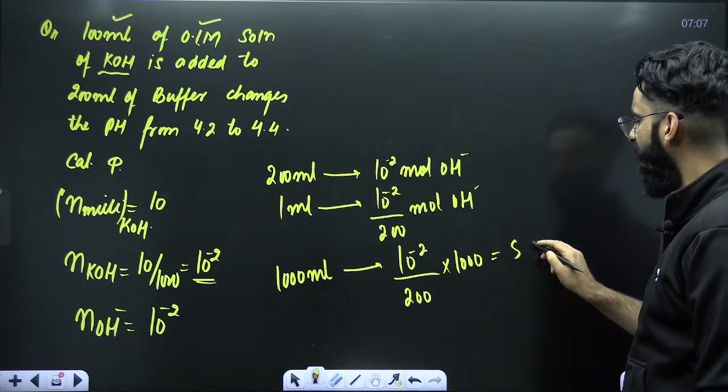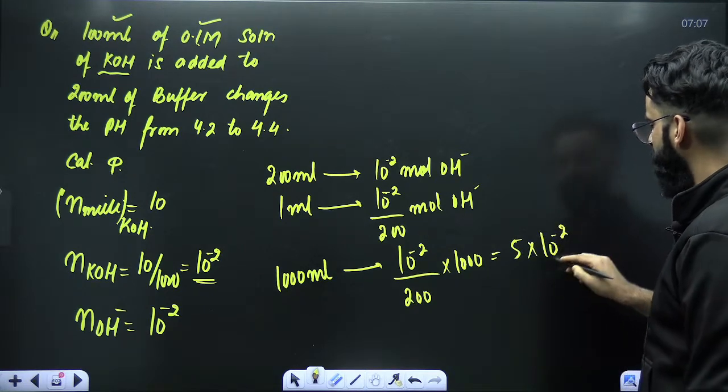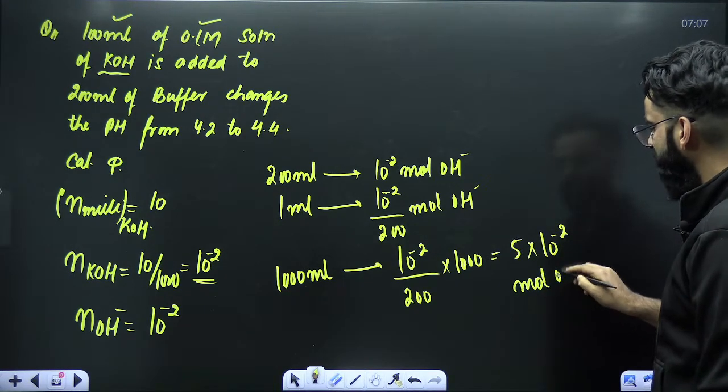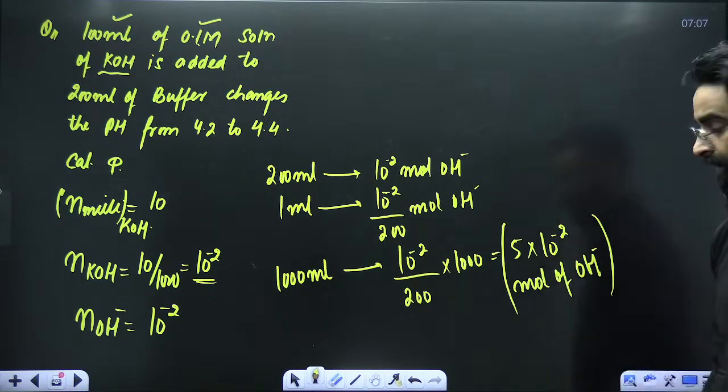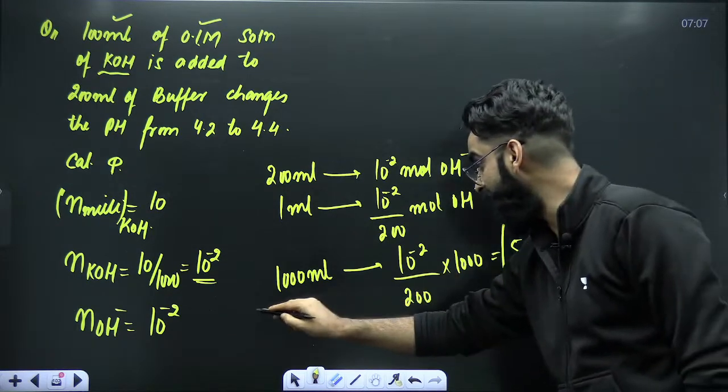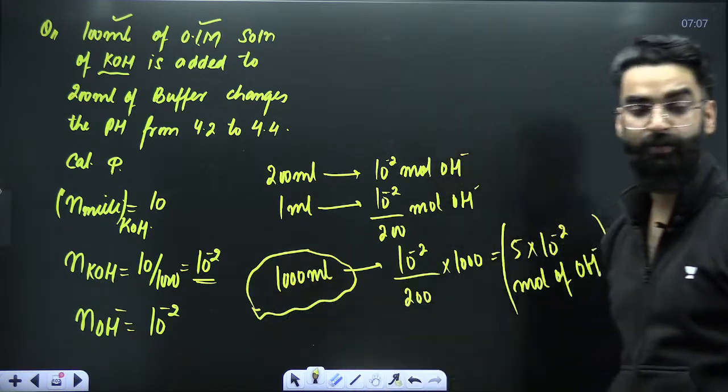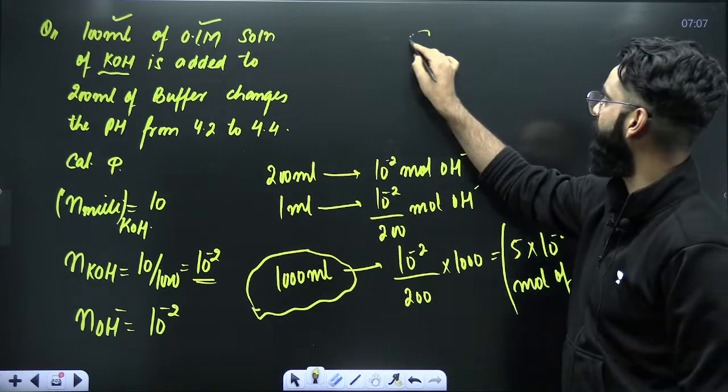The value will be again 5 into 10 raised power minus 2. So these many moles of OH negative you are adding to the buffer. These many moles of OH negative you are adding to 1000 ml of buffer, that is, to 1 liter of buffer. So calculate the buffer capacity.